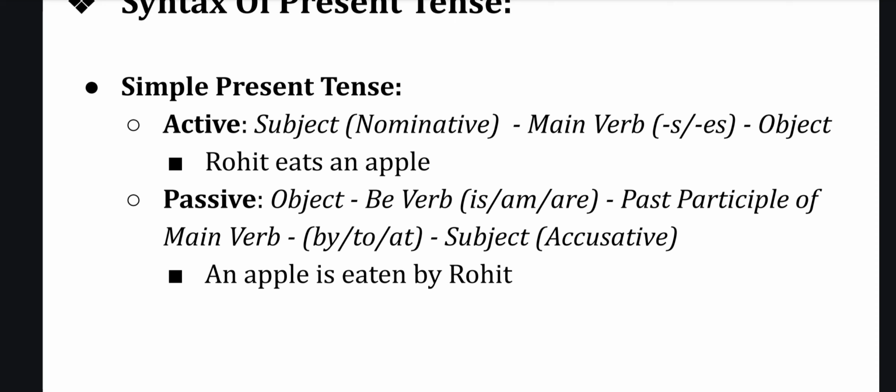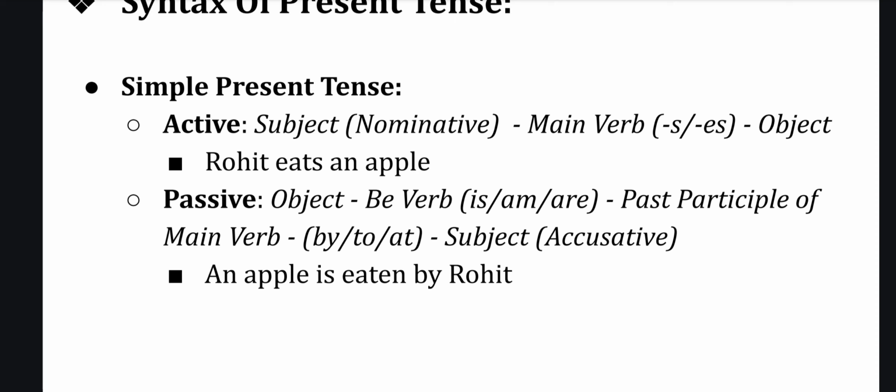The subject was at the beginning of the active mode syntax, but in the passive mode syntax, the subject becomes accusative and it comes at the end along with a linker. So if you want to have a look at an example, then I can give you the first line, like Rohit eats an apple.